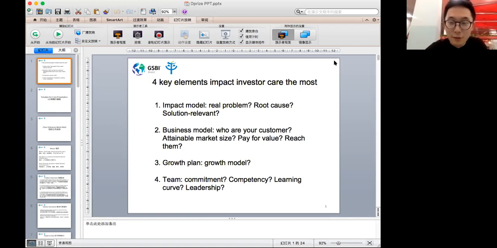So please don't be afraid to reach out, to send your business plan, to participate in various kinds of social venture competitions. All that dialogue can bring you a learning curve to really redesign and think through all the logic when you design the business model and the impact model.